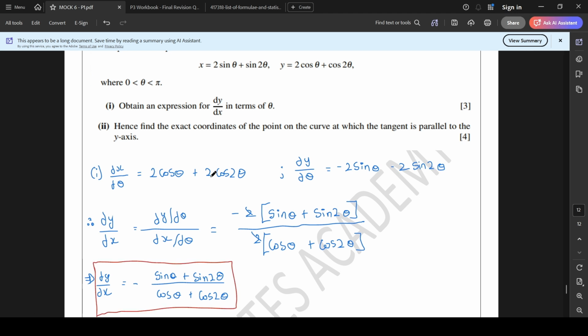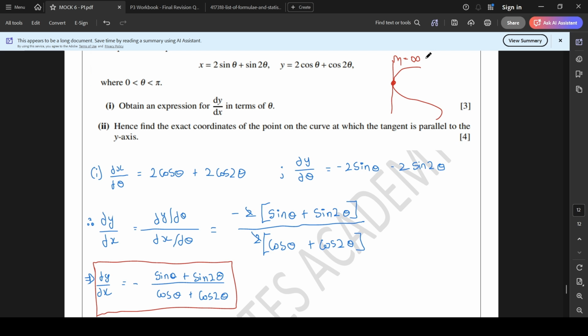The second part of the question is asking us to find, using the first part because of the word hence, the exact coordinates of the point on the curve at which the tangent is parallel to the y-axis. In the previous two questions, you have seen that the tangent was parallel to the x-axis, but this time, let's say if I draw a curve something like this, you can see that the tangent to this particular point will have a gradient of infinity.